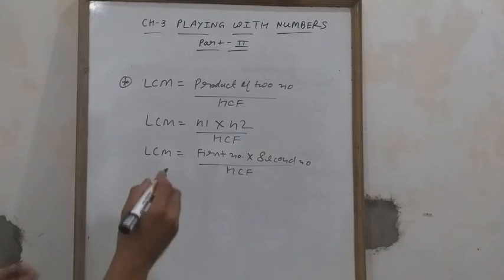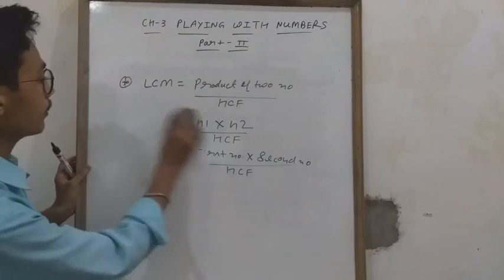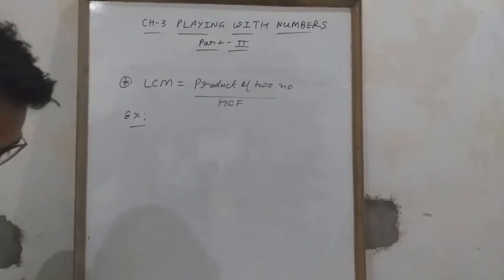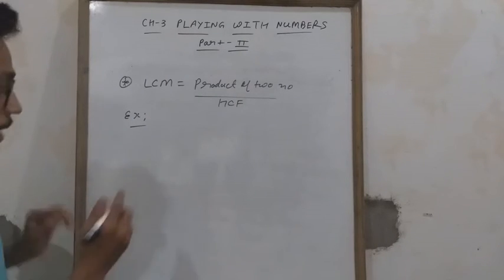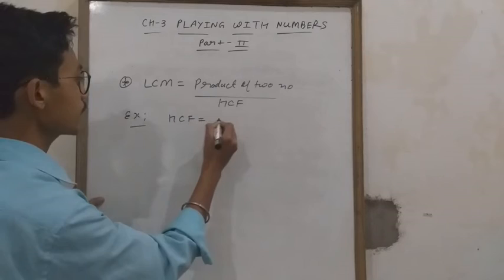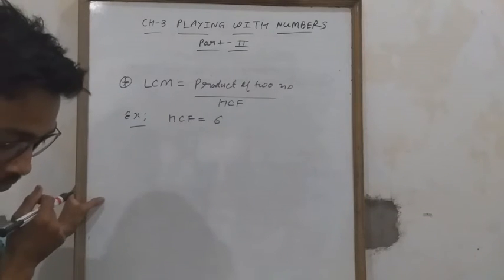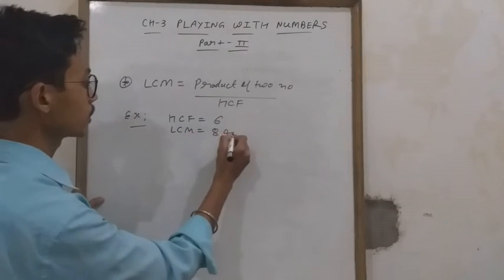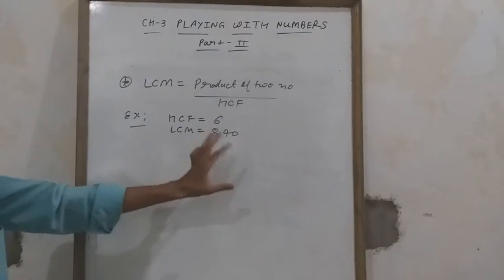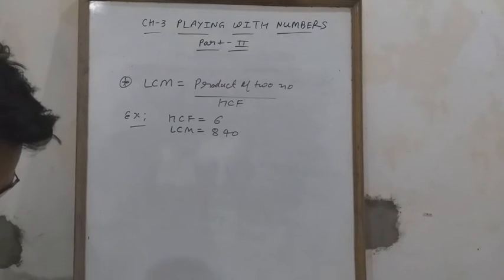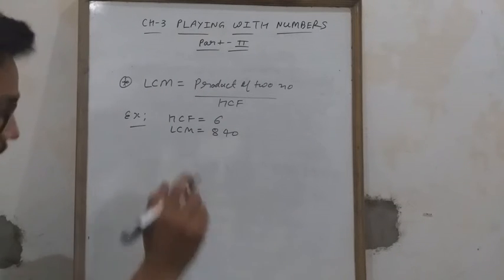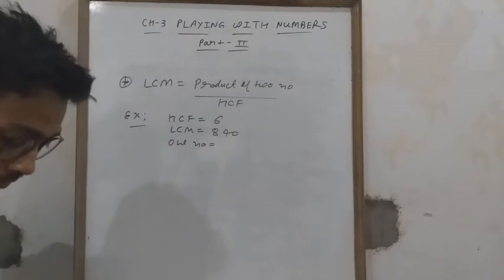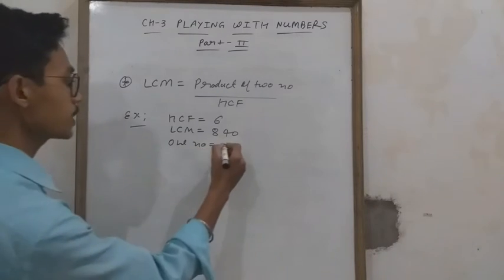So see student, I am going to take an example. It is given HCF and LCM. HCF equal to 6. It is given, student, as HCF equal to 6. LCM equal to 840. Clear everyone? LCM is given, HCF is given. Now you have to find out what? One number is also given, student. One number is given 42.